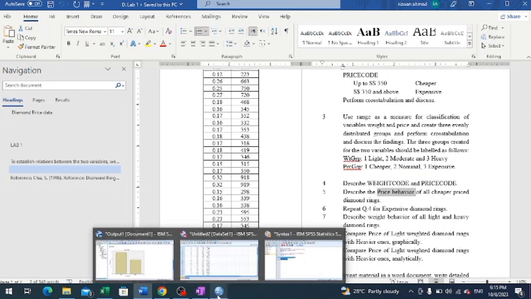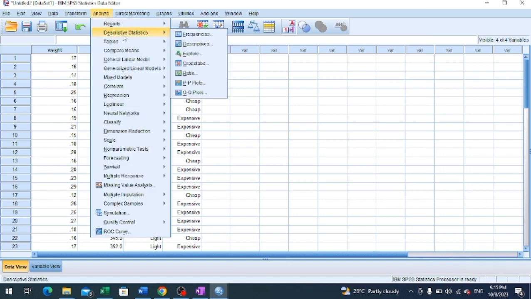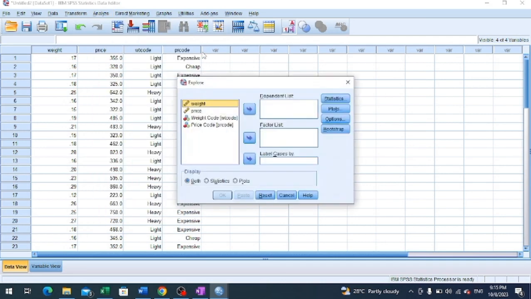So what we do, we go for analyze, descriptive, and explore this time, because this is how we can perform the data analysis for a quantitative variable, because the explore option gives us a very detailed analysis and measures of the variable that we are taking into consideration. Now we need to decide which variable we need to take as dependent list variable and which variable we need to move to this factor list area.